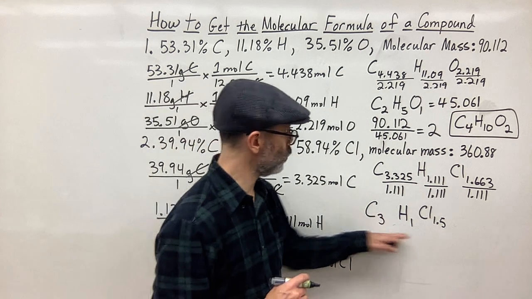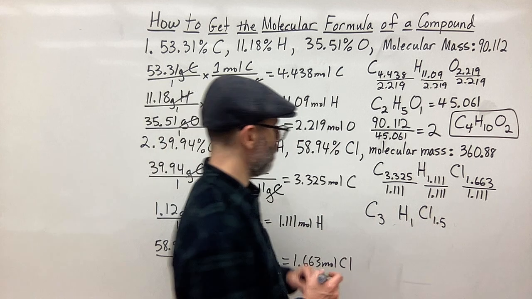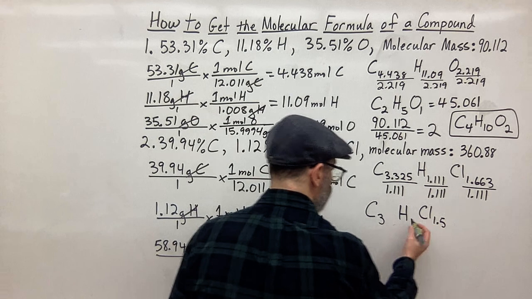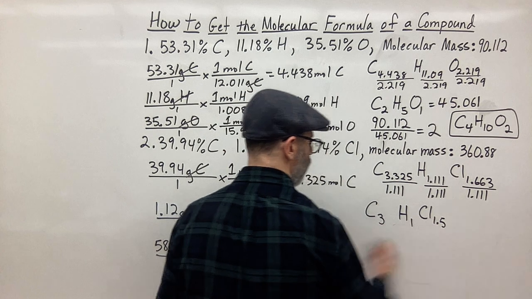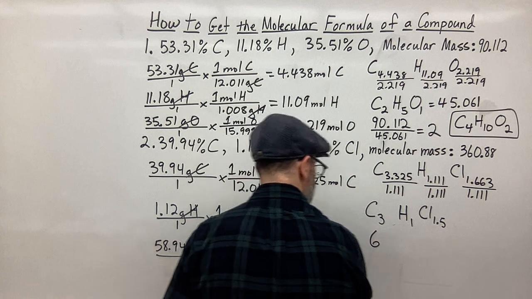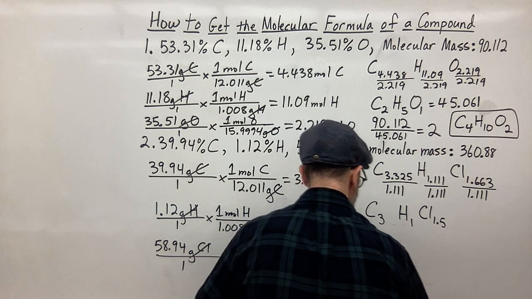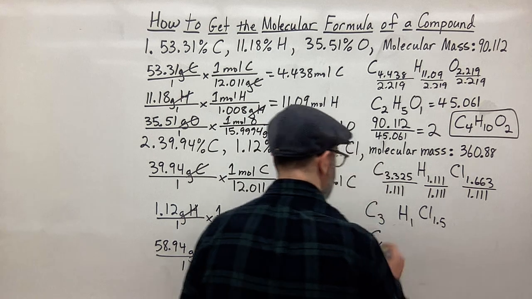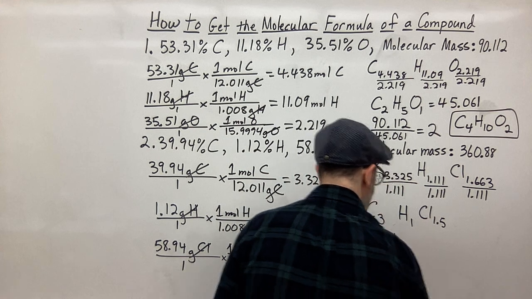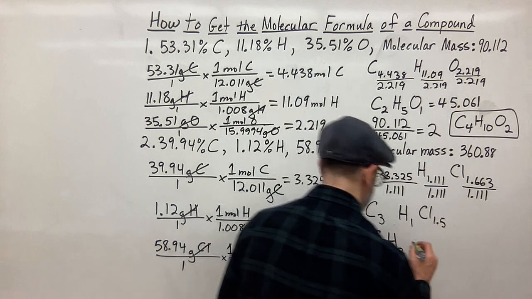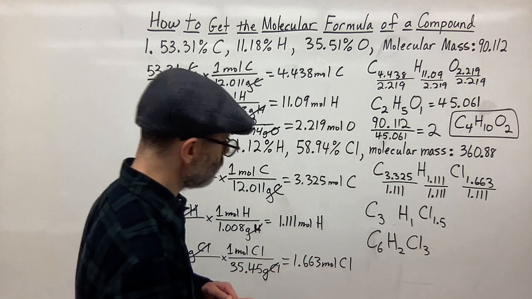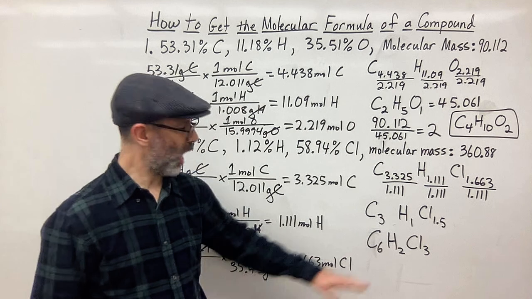So we can then multiply this by 2 to get our empirical formula. To get rid of the half, we need to multiply by 2, but then we need to multiply all our subscripts by 2. So 3 times 2 is 6, so we have C6. And then we multiply 1 by 2, so we have H2. And then we multiply 1.5 by 2, and that's going to give us a 3, so Cl3. So that is, ladies and gentlemen, our empirical formula.